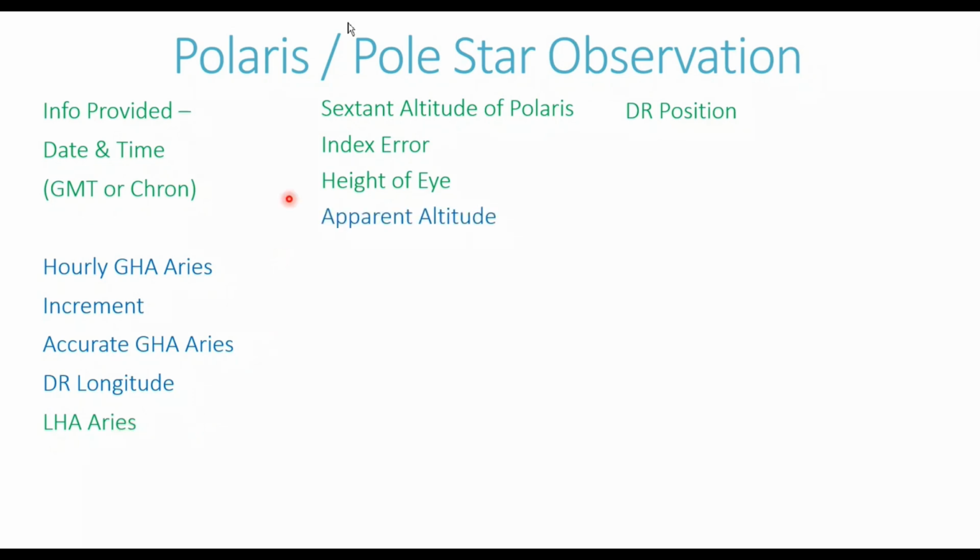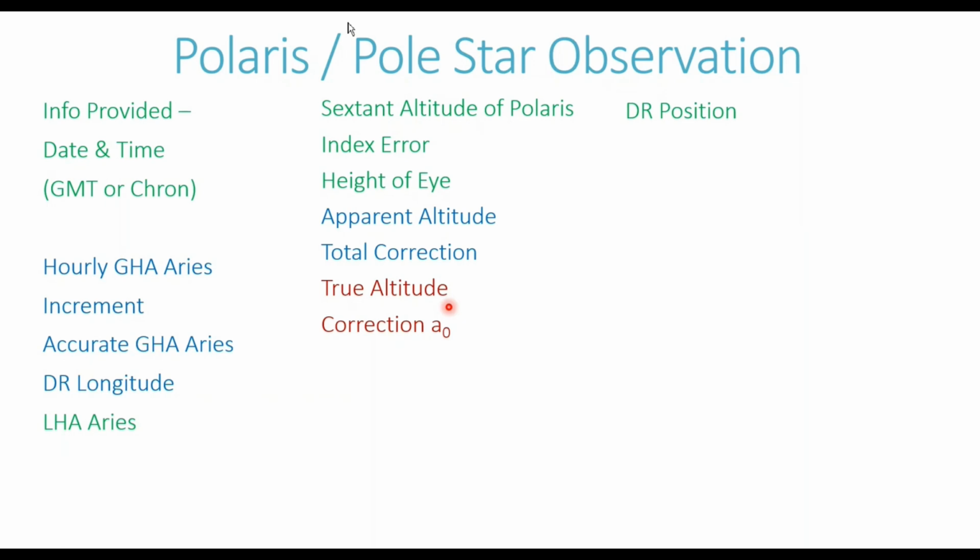Then in the second step, we correct the altitude of Polaris. You apply the index error, you apply the height of eye. With these two applied, you get the apparent altitude and you apply the total correction. Polaris is a star, so you will apply the total correction from the stars table and you get the true altitude of Polaris.